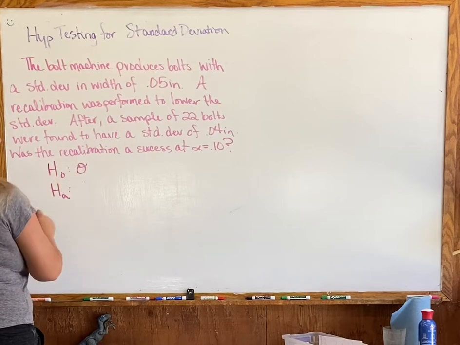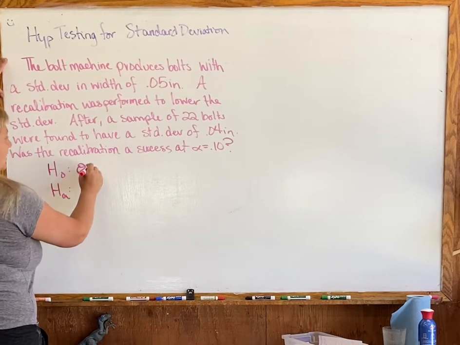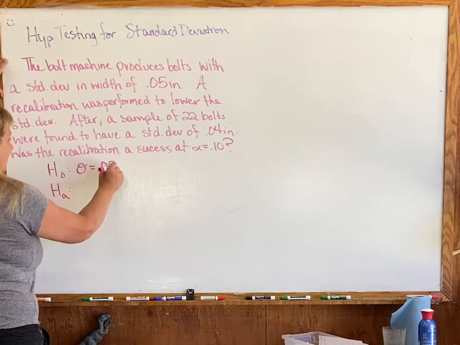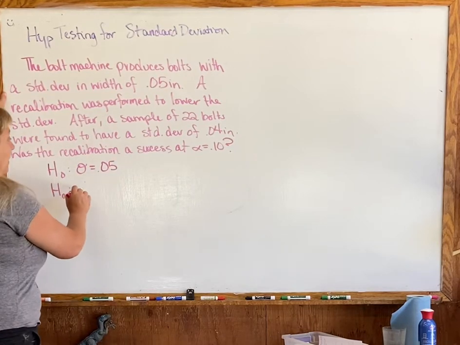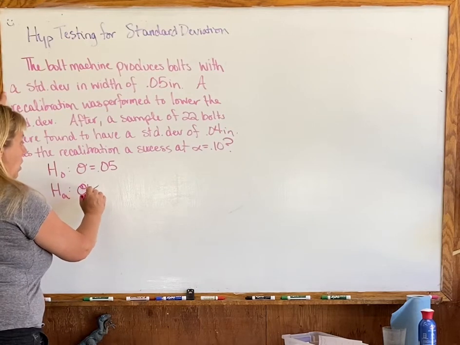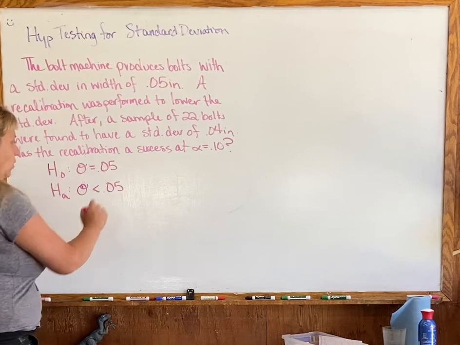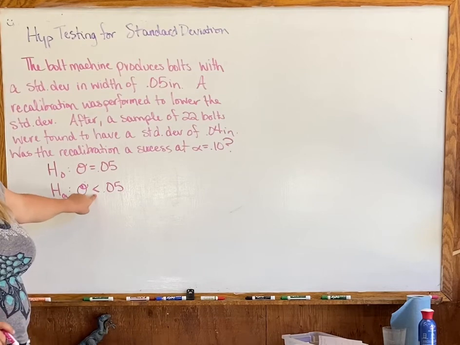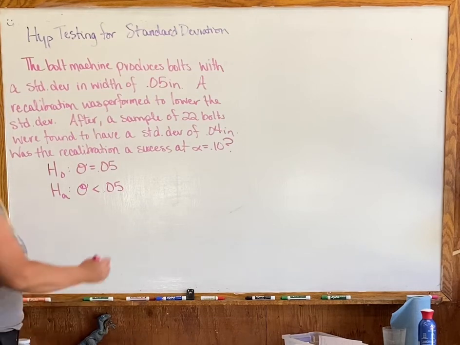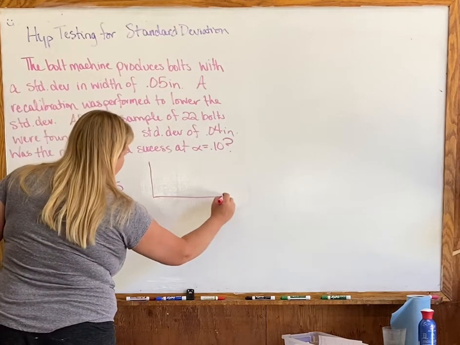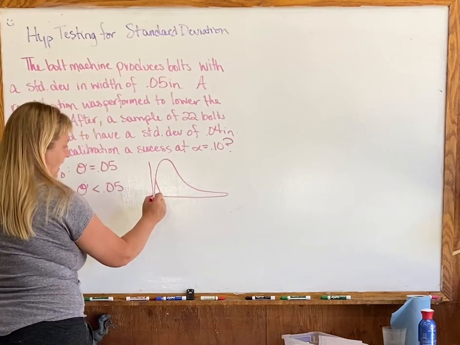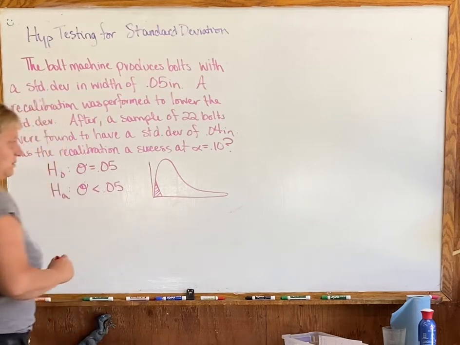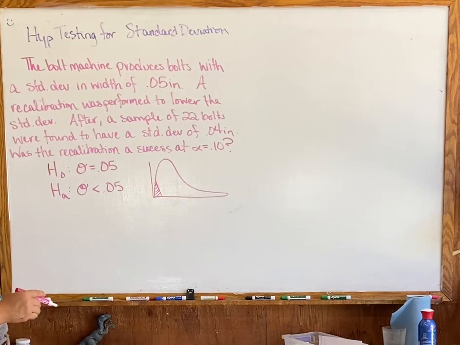Remember, we're studying sigma, and right off the bat, it tells us that sigma is at 0.05 to start with, but we are hoping that the recalibration lowered it, didn't we? So we're hoping that it's less than, so we're hoping for lower. Now again, just as a visual here, because this graph is different, remember that a less than is going to be a tail that looks like this, which is a little bit different in the chi-square situation.